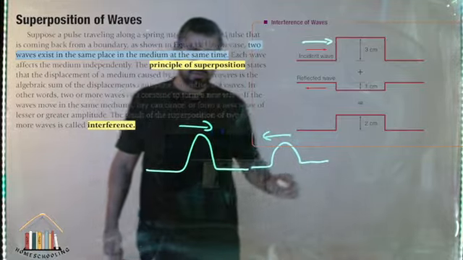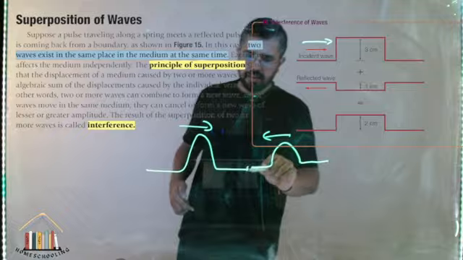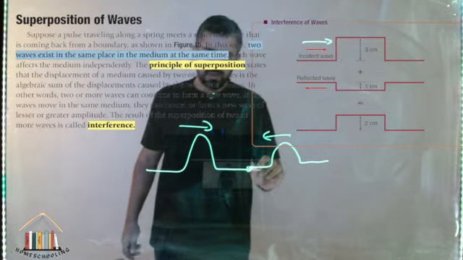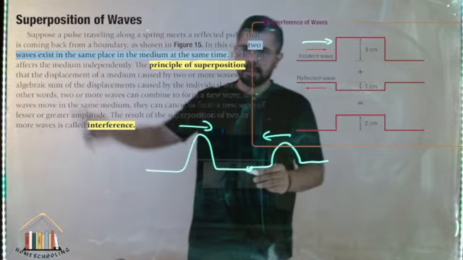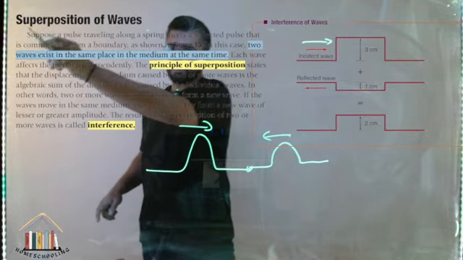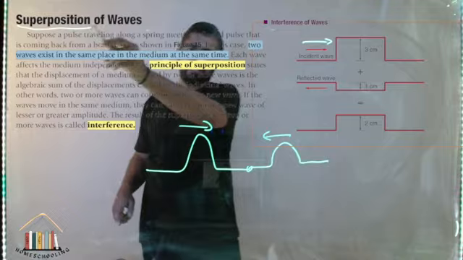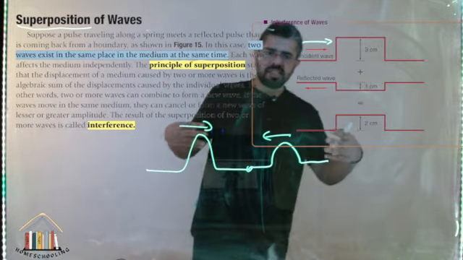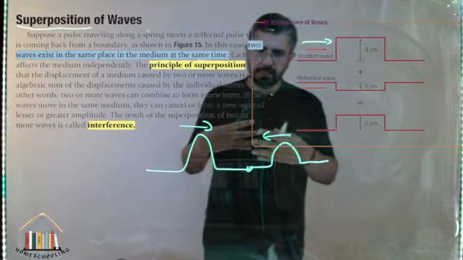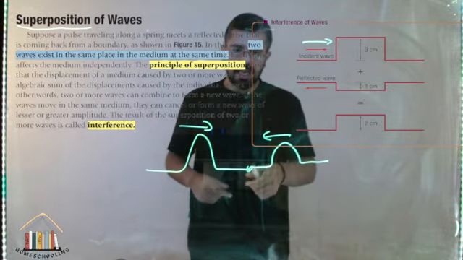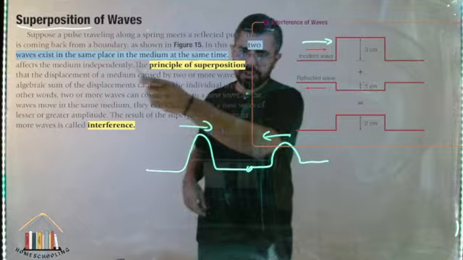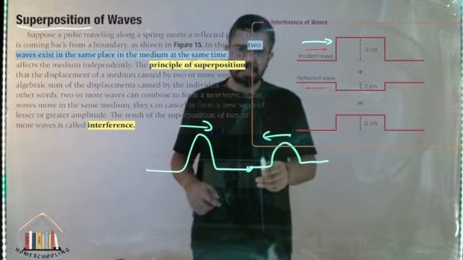All right, so they both meet at this point here. And this is what we call superposition of waves. Why? Because the waves interfere, they come together at the same time and at the same place, as they mentioned here in the definition. Same time, same place.